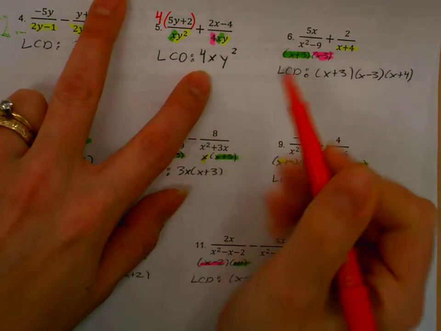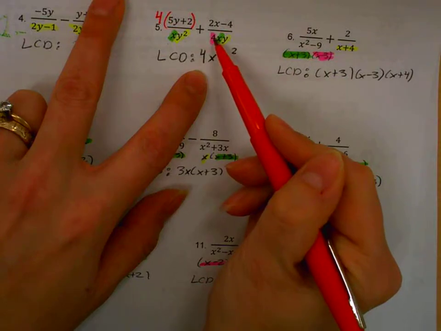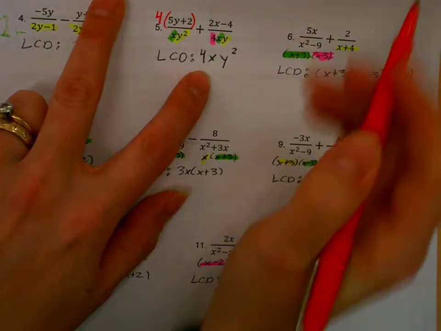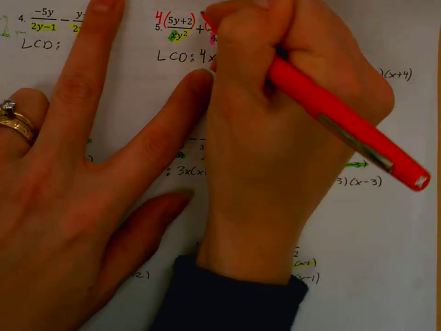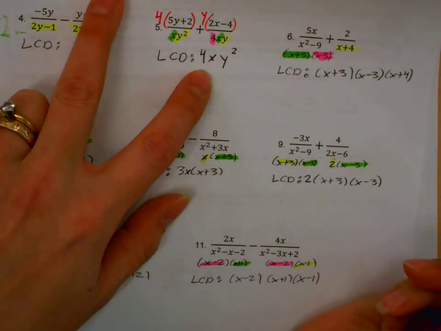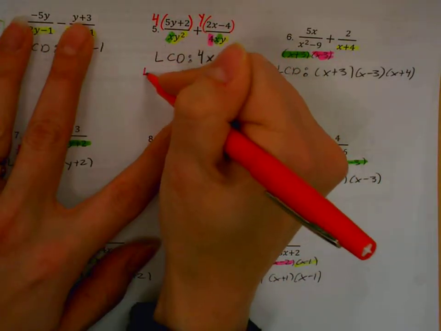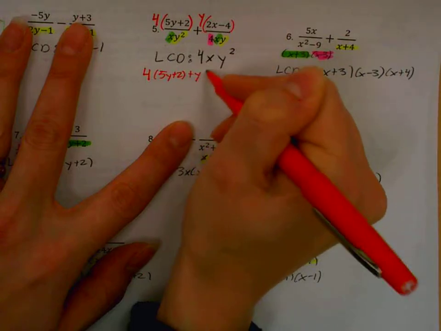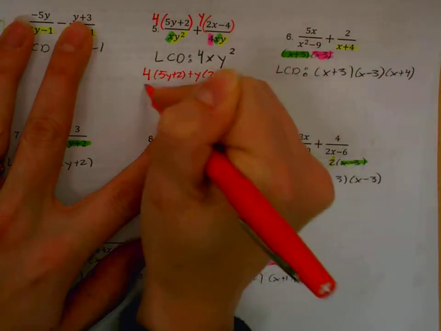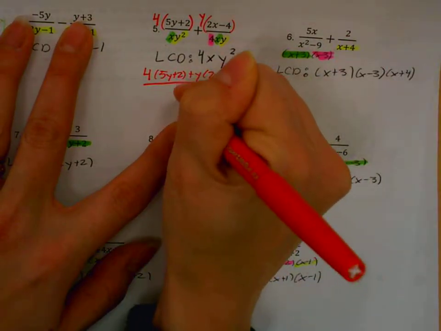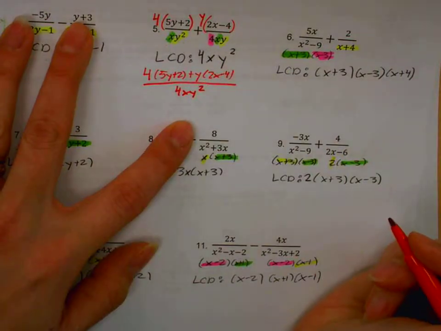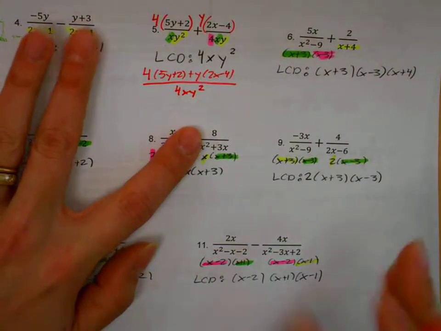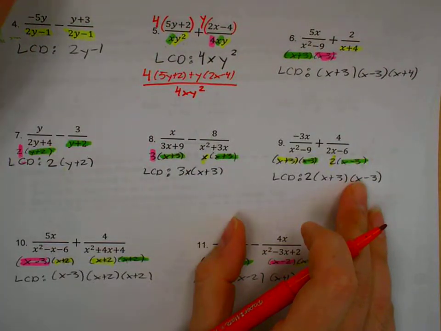What am I missing from this second fraction? I have a 4, an x, and a y. What is missing from here? I'm missing the y. So I need to multiply that by y. So this becomes 4(5y plus 2) plus y(2x minus 4) over the least common denominator of 4xy squared. And again, this video is just doing this step. We'll finish the last step in the last video.